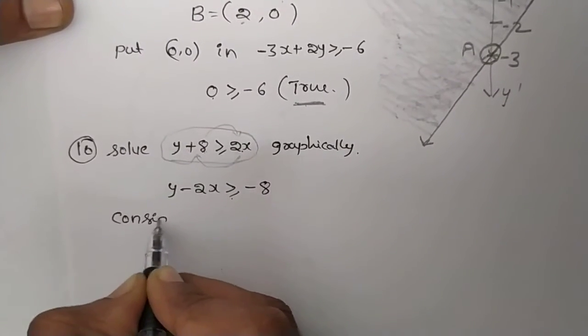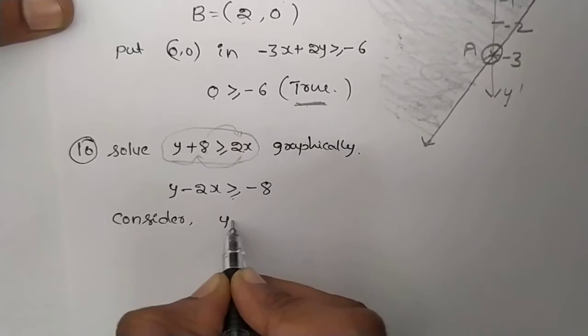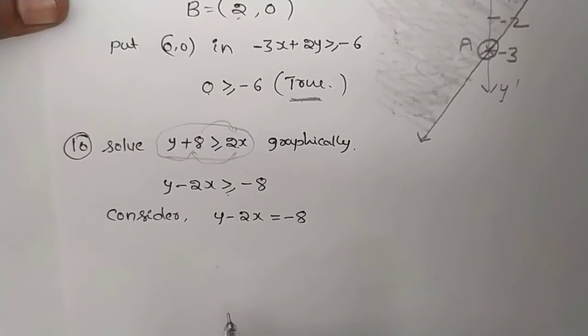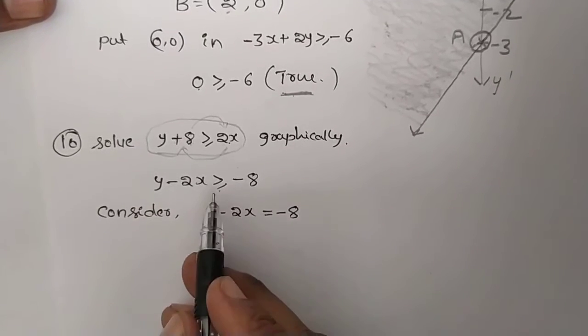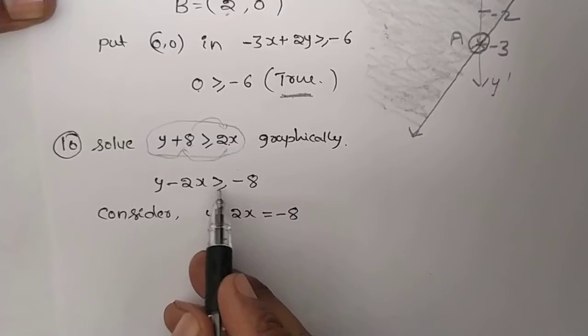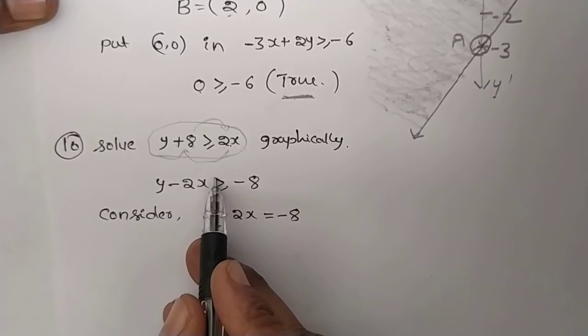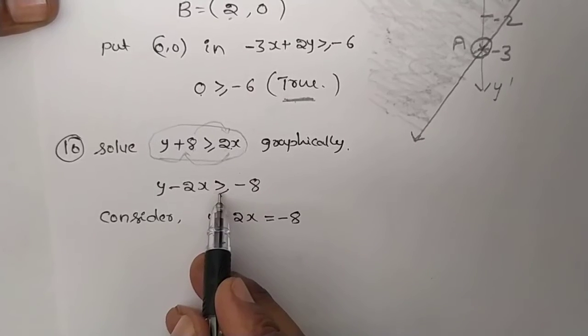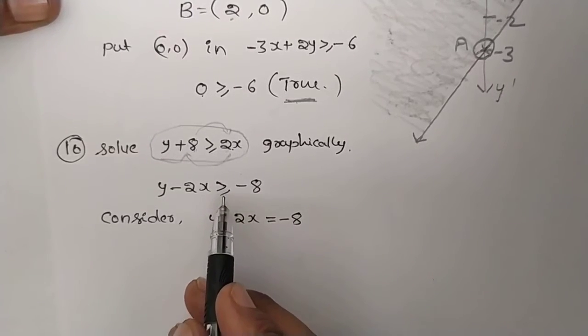Consider y minus 2x equals minus 8. We just see the given inequality involves the greater than or equal to symbol. Therefore, we have to draw the line as a thick line.